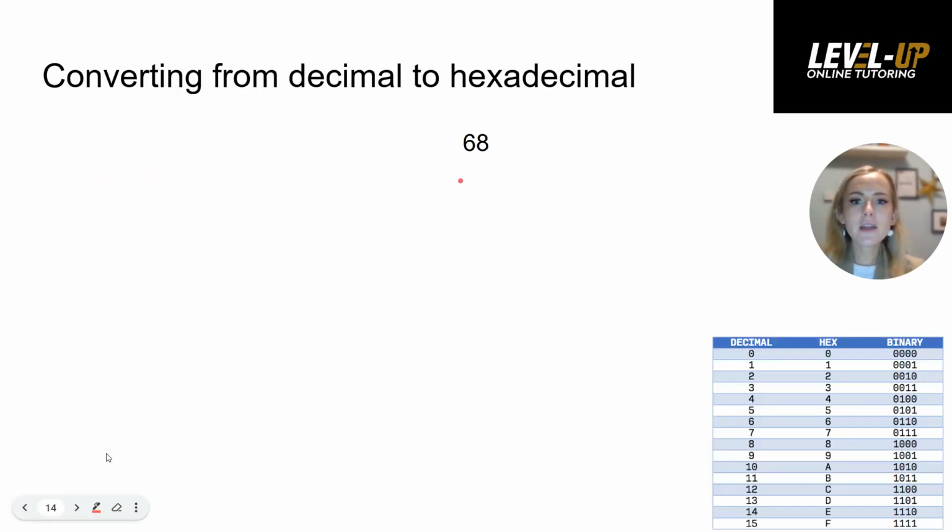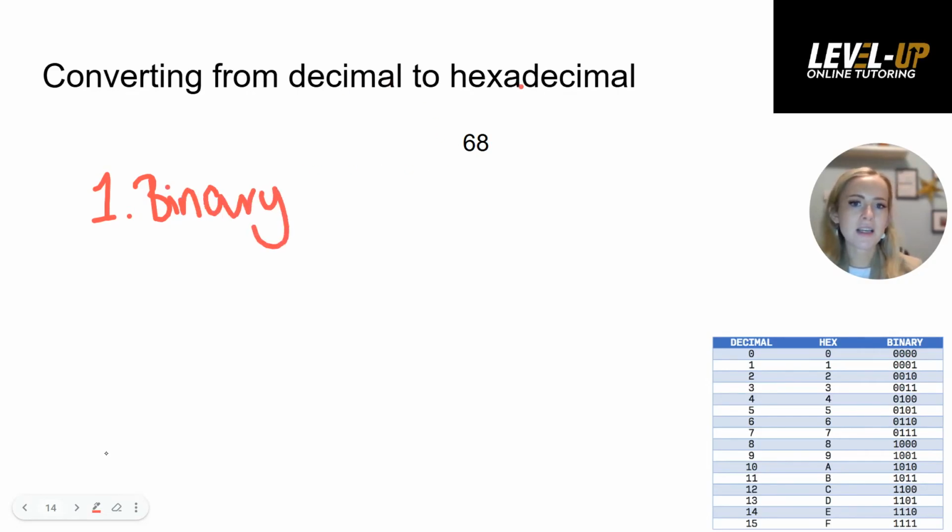Okay, so let's go the other way. Let's go from a decimal number to hex. It's the same sort of steps here. We're going to convert this into binary first. So a lot of the time, you just need to keep in mind binary is sort of the middle step when going between decimal and hexadecimal or hexadecimal to decimal.